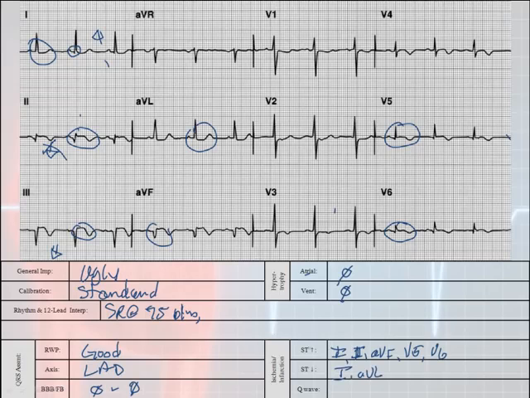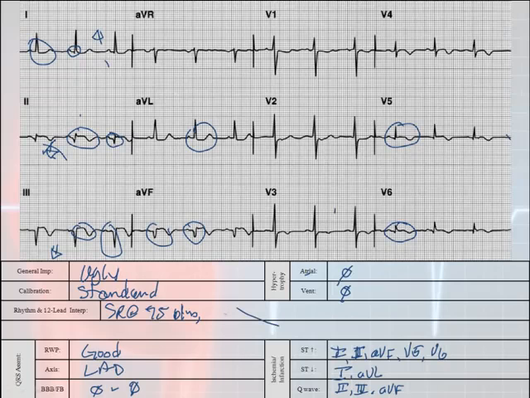Is there a pathological Q wave? There's definitely a pathological Q wave. That's a pathological Q because it is greater than 1/3 the height of the R wave. That's a pathological Q, and that's a pathological Q. So I'm going to say, yes, there are pathological Q waves in 2, 3, and AVF. Do I see any more? And it doesn't look like there are any more.